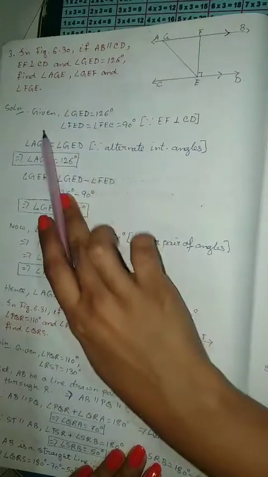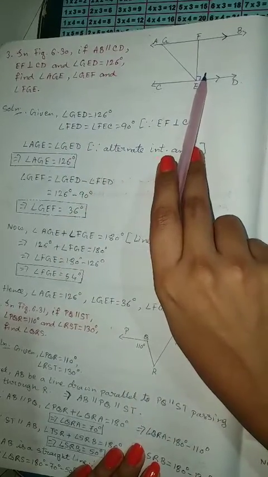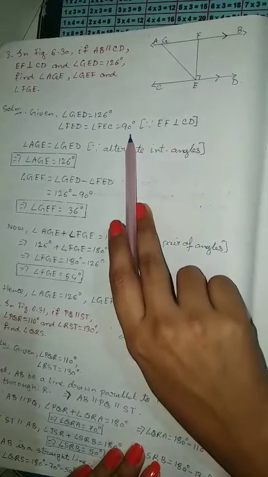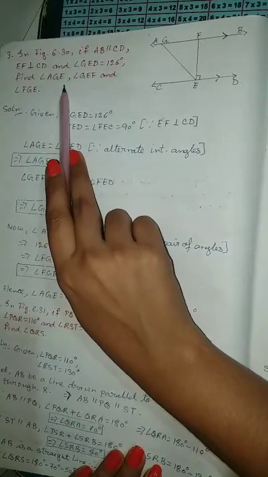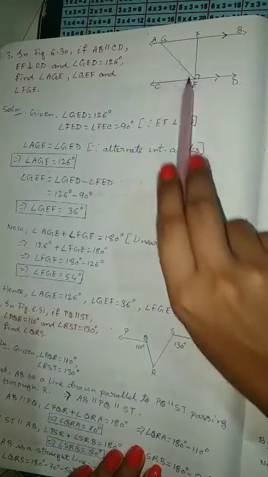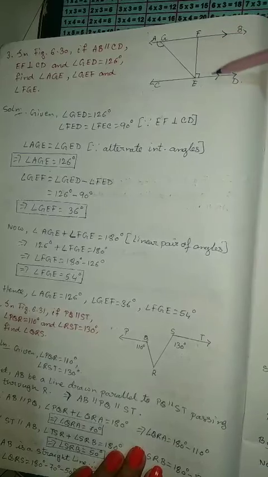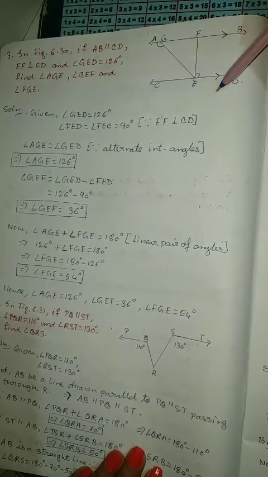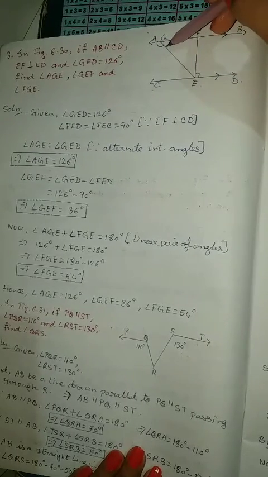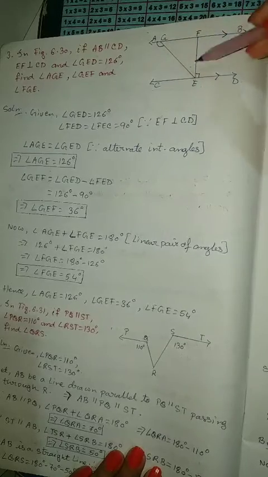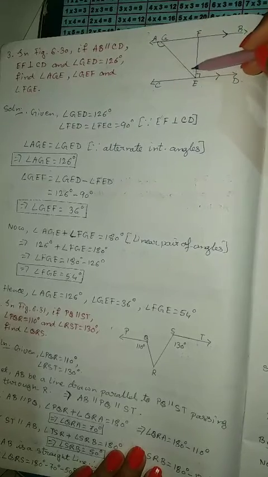Okay, now let's write down whatever has been given. GED is equal to 126. FED, that means this angle, is equal to FEC, this total angle, which is equal to 90 as they are perpendicular. What do we have to find out? First, we have to find out AGE. So AGE, this is the angle which we have to find out, right? We know AB is parallel to CD and GE is a transversal. Therefore, we can easily say that AGE is equal to GED. These are alternate angles. This is alternate to this one.